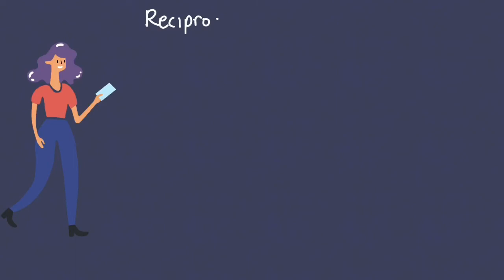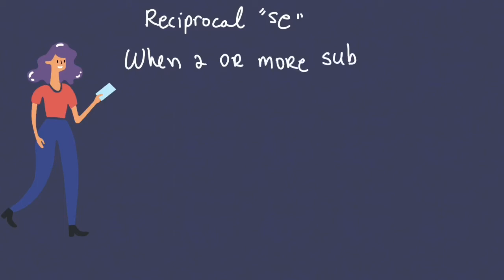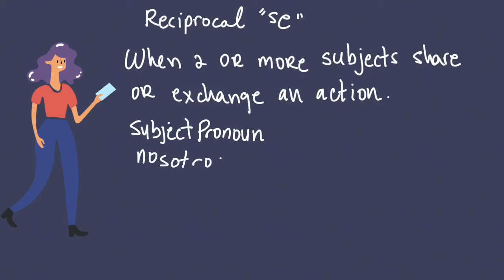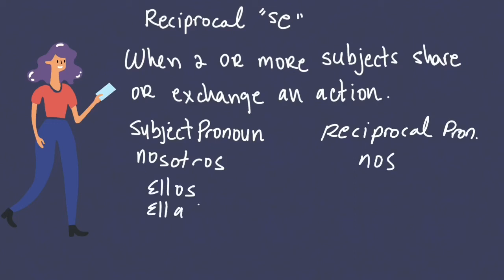So the reciprocal se is closely related to the reflexive se. And the reciprocal se happens when two or more subjects share or exchange an action. So if the subject pronoun is nosotros, the reciprocal pronoun is going to be nos. For ellos, ellas, and ustedes, the reciprocal pronoun is se.